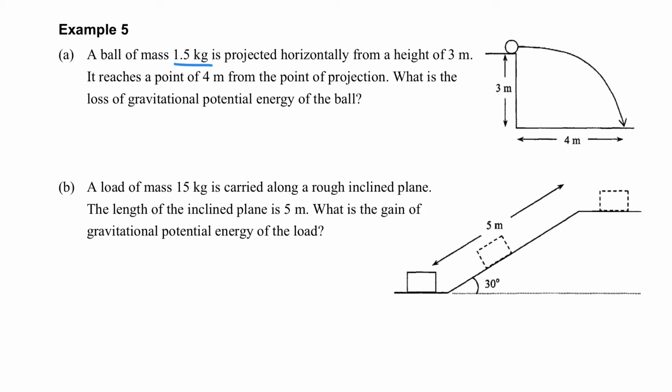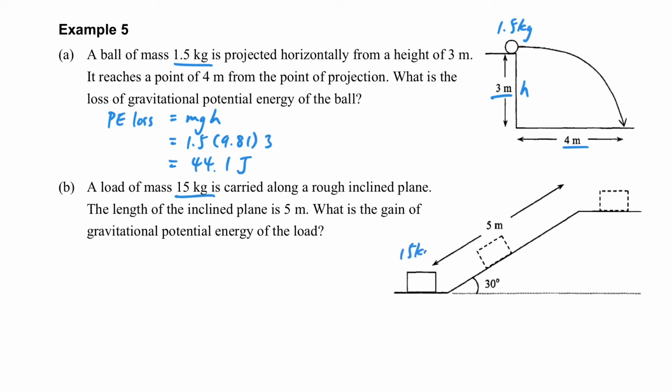Here we have a ball of 1.5 kg projected horizontally away. What is the loss of gravitational potential energy? Because the height is 3 meters, even if it flies for a certain distance, the h is still 3.